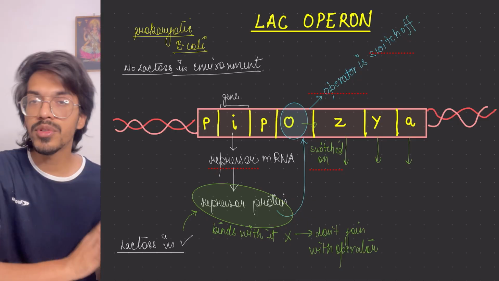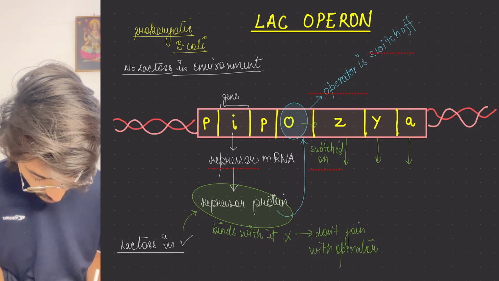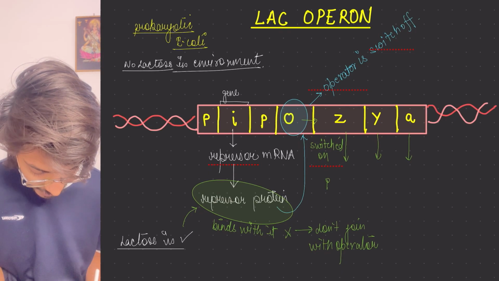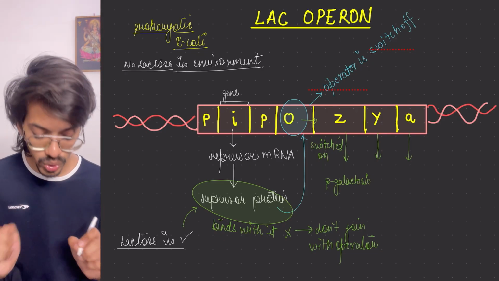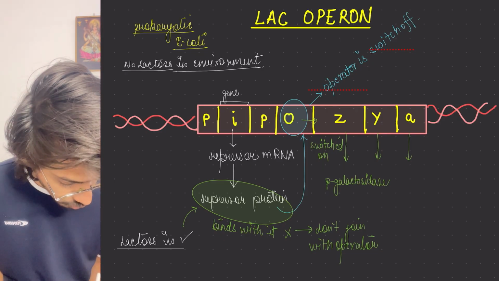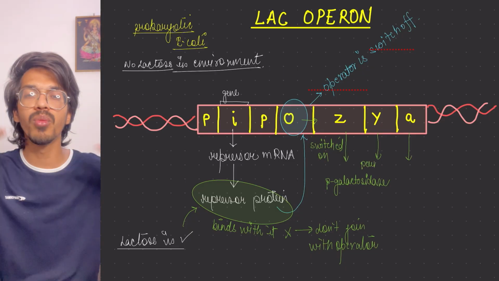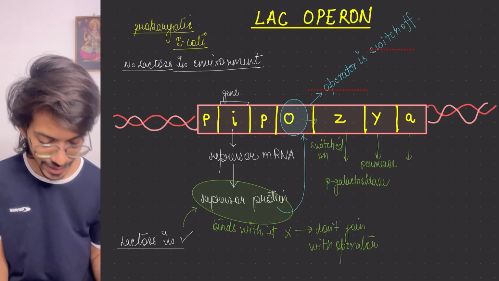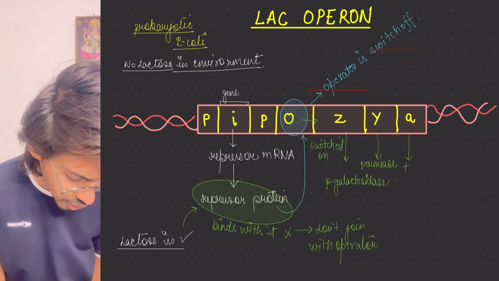So this you have to remember. The Z will make what? It will make beta-galactosidase enzyme which will digest the lactose. The Y will make what? Permease, which will make the cell more permeable, so that more lactose comes inside. And this will be transacetylase, whose function is not given.